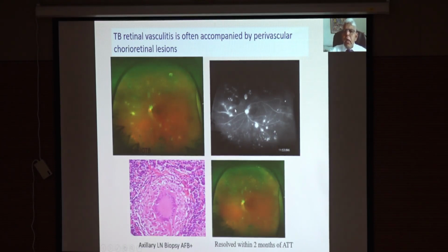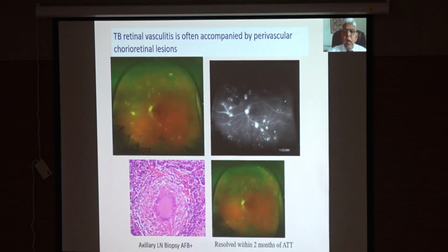Now, what is interesting here, and this is the point you should note, is that these patients with TB vasculitis are accompanied by perivascular choroidal retinitis lesions. So nearly half the patients of TB retinal vasculitis will have these active or healed choroidal lesions, small lesions along the retinal vessels.